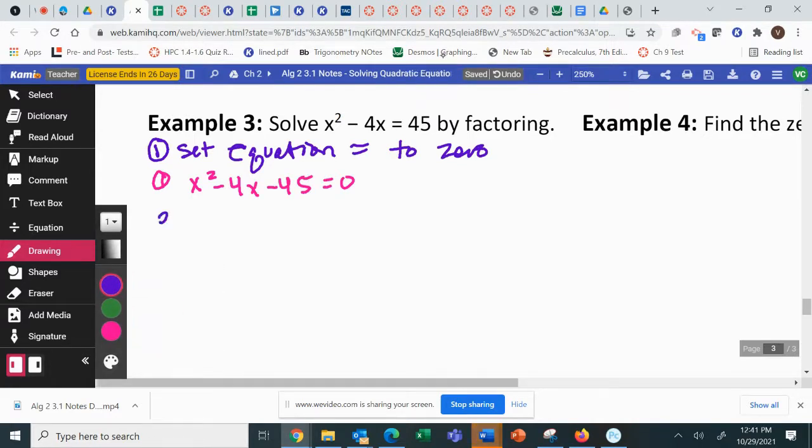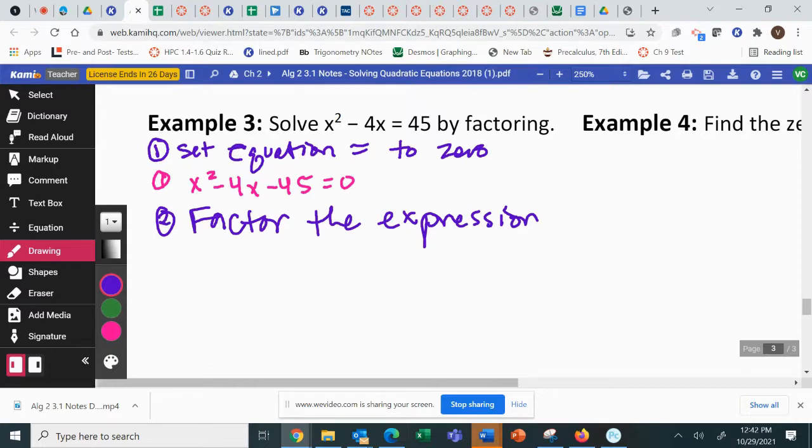that's step 1. Step 2, factor the expression. I'm saying the word expression because I'm only talking about the x squared minus 4x minus 45. I'm not talking about the whole equation, just talking about the part that has x's in it. So we're going to factor that now. So it's a trinomial. Is there a GCF? Okay. First step of factoring always, is there a GCF? That's the first step of factoring, just reminding you that. There is not one, so we can go ahead and skip that step.